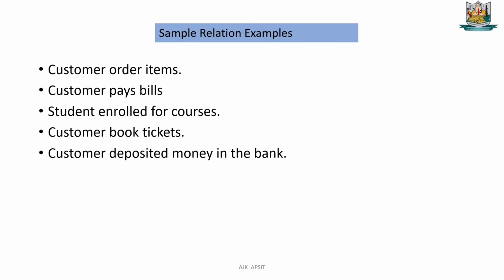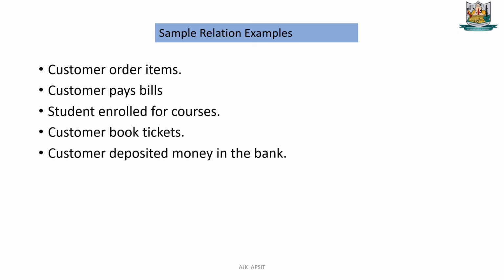Here student is an entity, courses is an entity and enrollment is a relationship between the student and the courses. Customer books a ticket. So the customer is an entity and the ticket is another entity and book is the relationship between these two entities. Customer deposits money in the bank. This is one business rule for the bank system. So here customer is an entity and account is another entity and deposit is the relationship between the customer and the account.